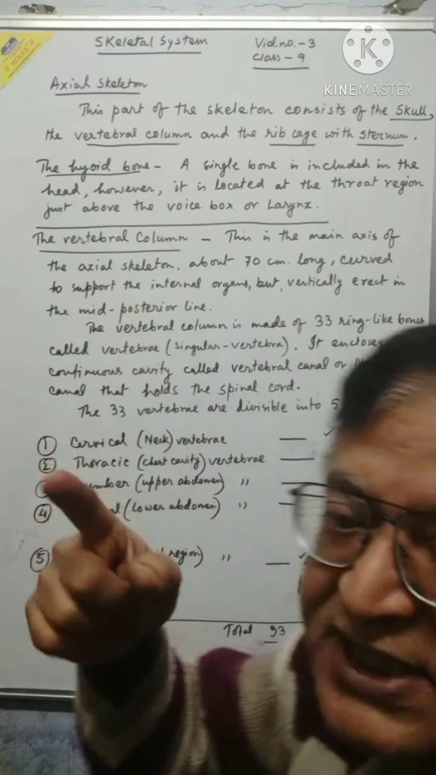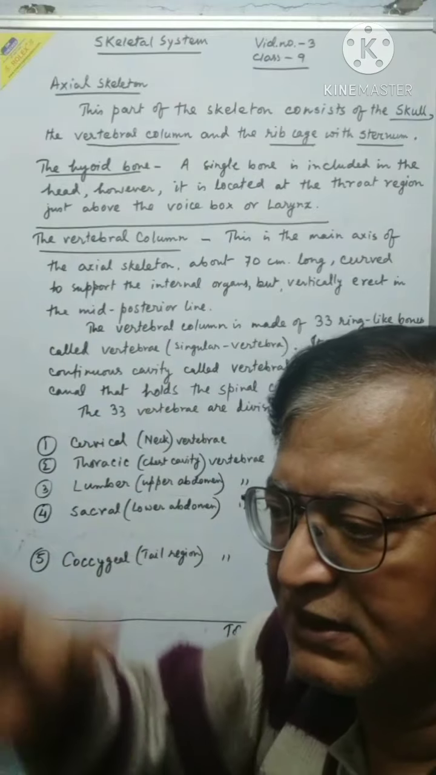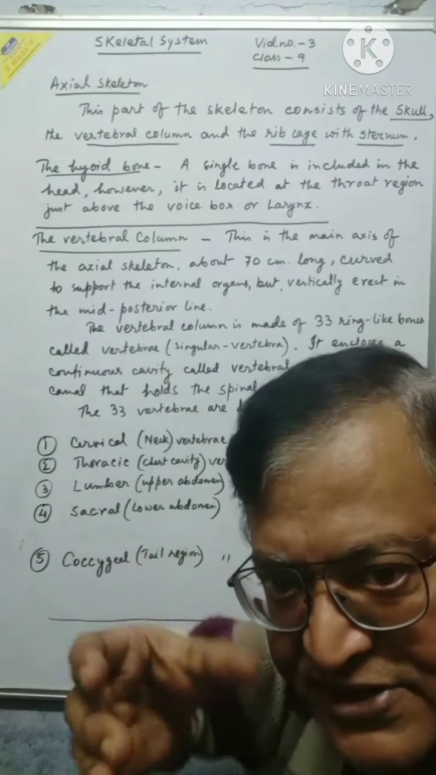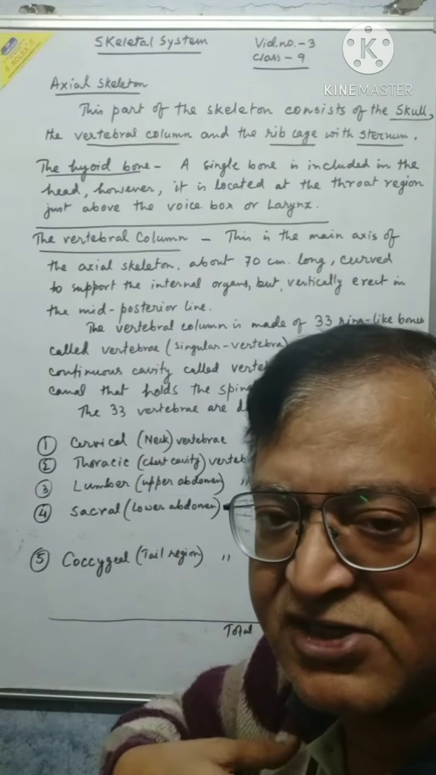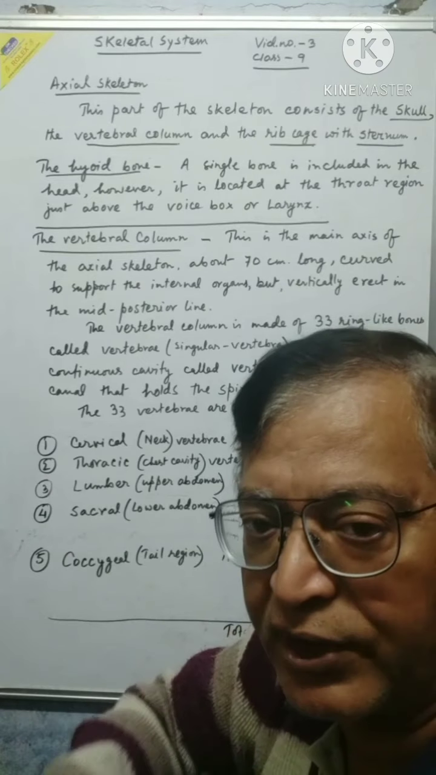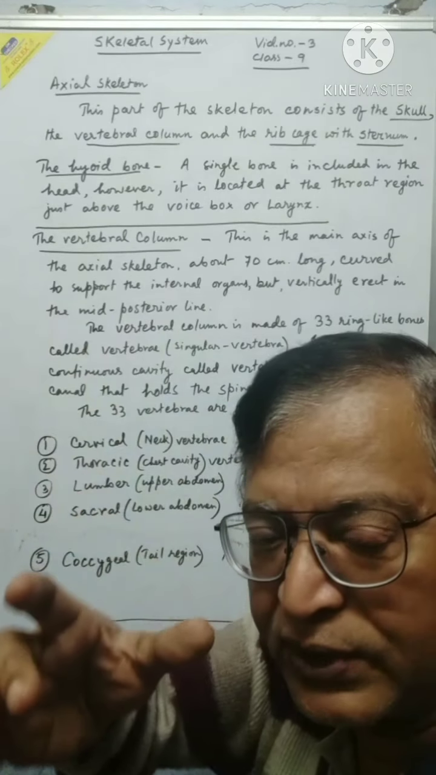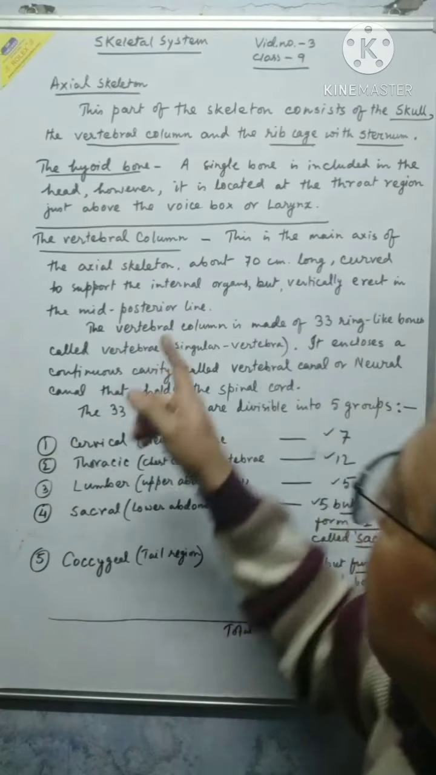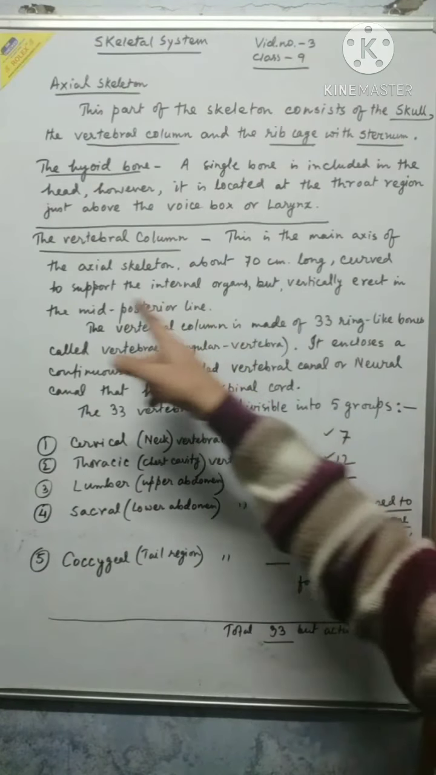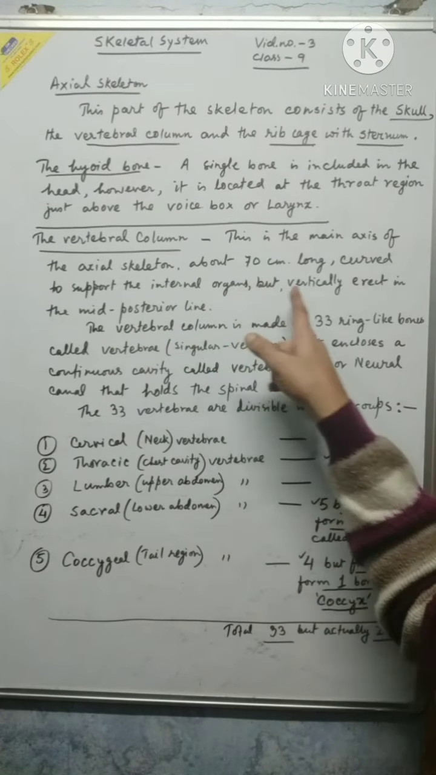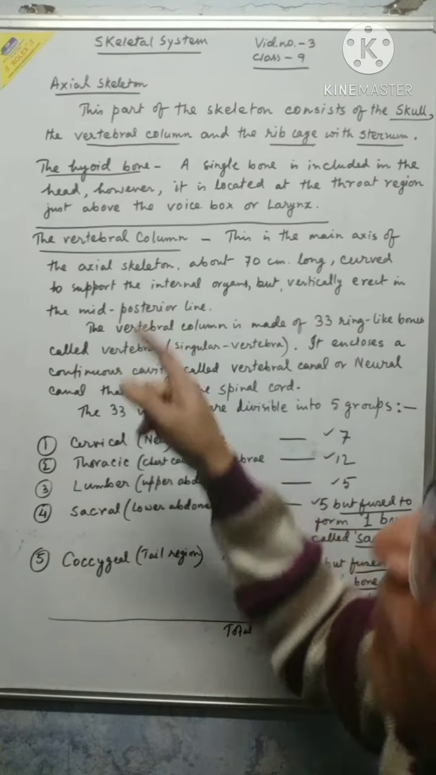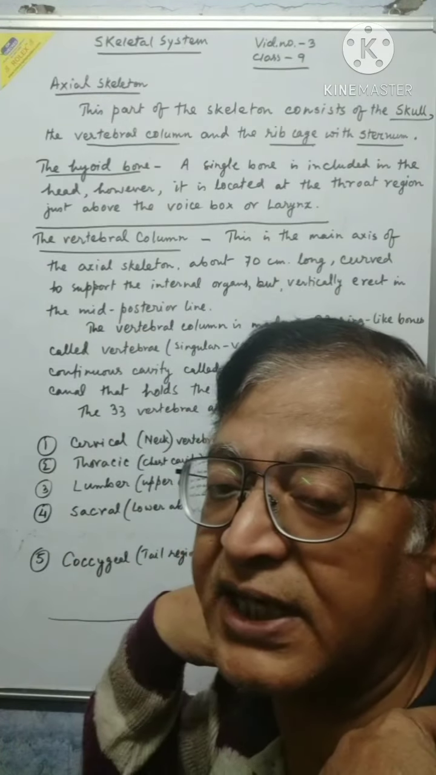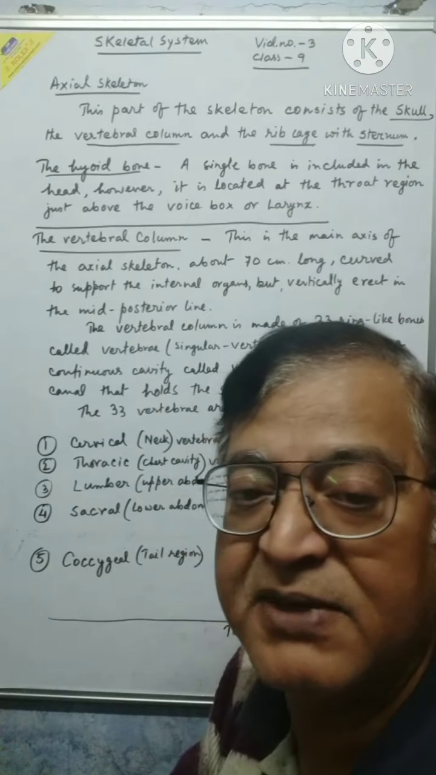Curved to support. It is not straight like a post. It is curved in such a way that it can support the organs present in our body and abdomen and keep the body erect. So it is curved to support the internal organs, but vertically erect in the mid-posterior line. Remember, it is the posterior line. The backbone is, that's why the name is backbone.